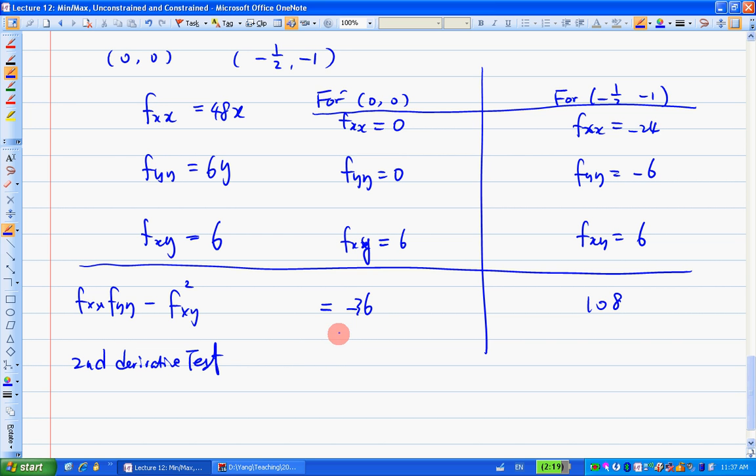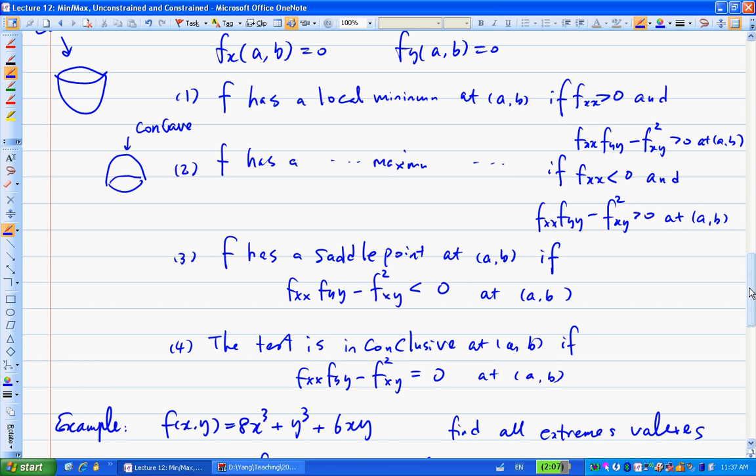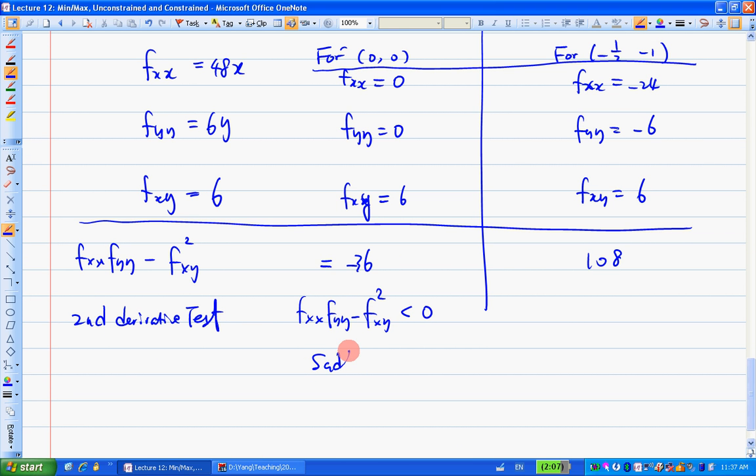Since this guy here minus fxy squared is less than 0, right? So less than 0. Okay. So now let's go back to our theory here. Which one has that term less than 0? The third one, right? The third one doesn't really care what fxx equals. You only look at whether this guy is less than 0, and then it's going to be a saddle point. So this is a saddle point.